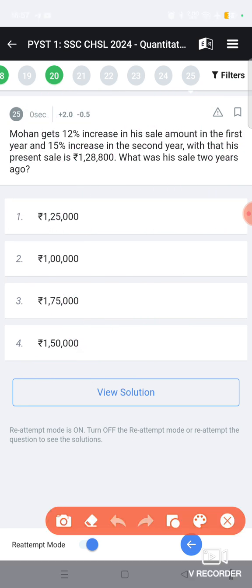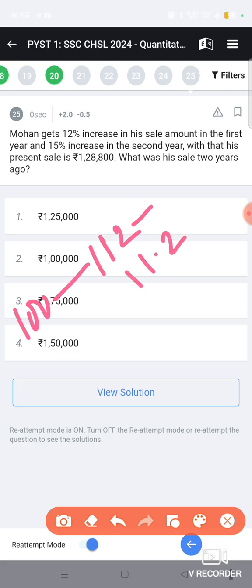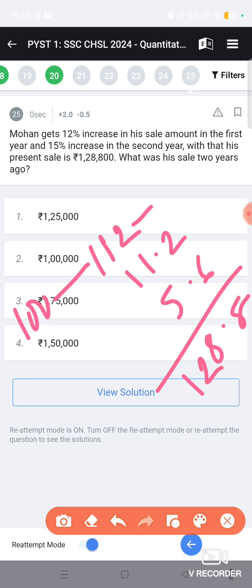Let's assume 100 increases by 2% means 112, and then increases by 15%, it means 11.2, and 565.6, so we get 8.6 to 8 to 1. Okay, and 128.8% of 128.8%.